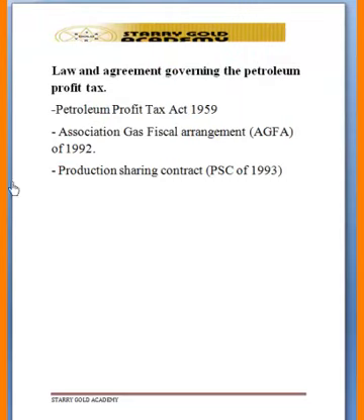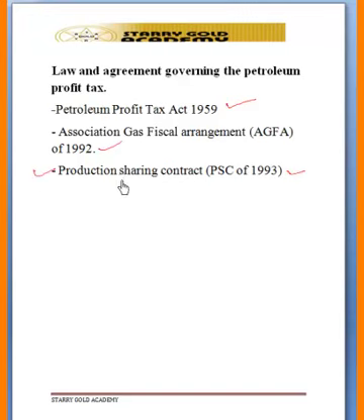What are the laws and agreements governing the petroleum profit tax? We want to look at those for now. For that, we have the Petroleum Profit Tax Act of 1959. That's one of the laws that's governing or regulating the petroleum profit tax. Then the Association Gas Fiscal Arrangements of 1992, and the Production Sharing Contract, 1993.